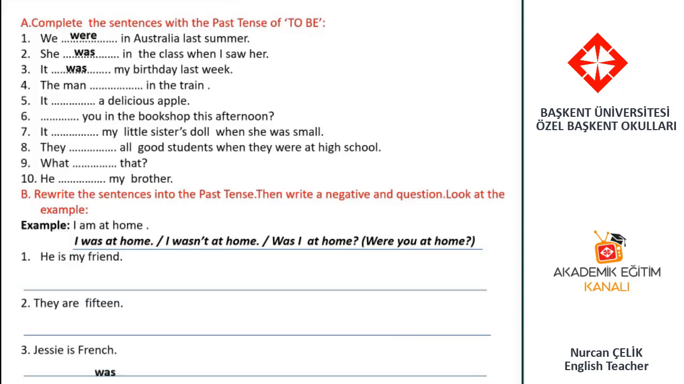Try the fourth one now. Okay, the man was in the train. Very well. You're doing good. It's a delicious apple. Got the answer? It was a delicious apple. This is a question, and in the questions, also we can use was and were. And for you, yes, that's right. Were you in the bookshop this afternoon?